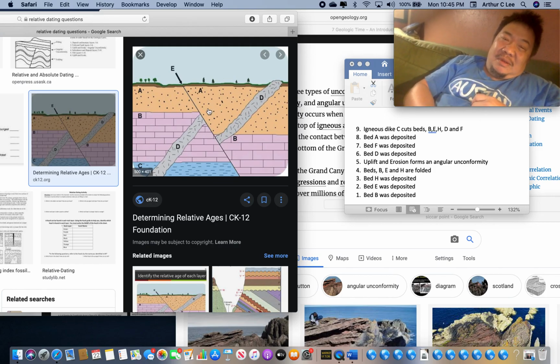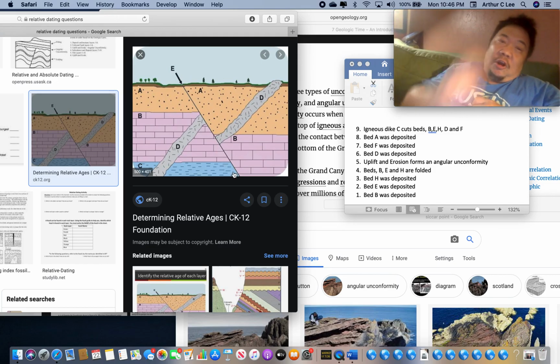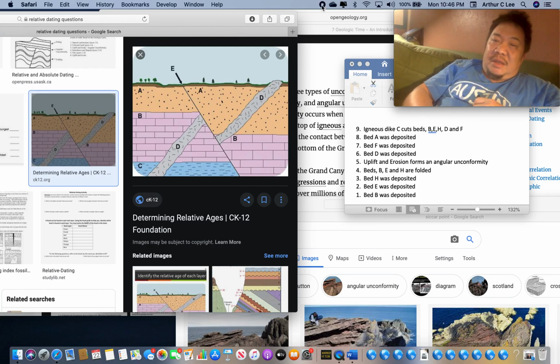Then what happened? Fault E cut through bed C, B, A, and dike D. Isn't that what must have happened? This side moved down and this side moved up. There was an earthquake. That was earthquake E happened last. Okay, we'll do progressively harder ones in the next video.